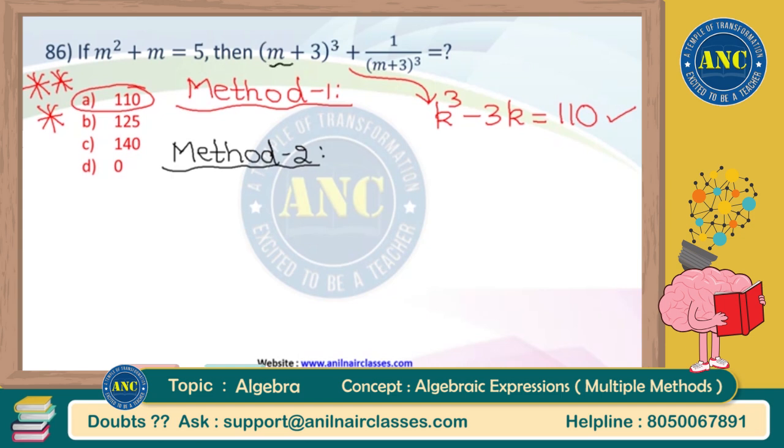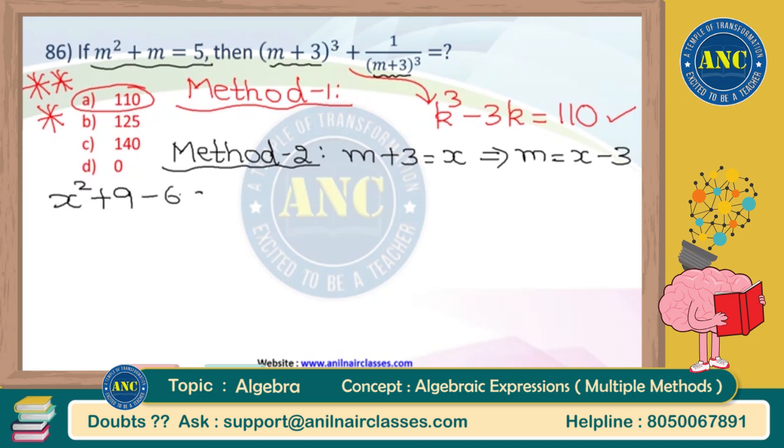Now I want m plus 3. I also once again want m plus 3. That means that particular m plus 3, I will put as some variable x. That means this m value will be equal to x minus 3. Put it in the given condition: m square is (x minus 3) whole square, x square plus 9 minus 6x, plus m is nothing but x minus 3. Shift the right hand side 5 to the left hand side, it becomes minus 5. So this entire equation becomes x square minus 5x plus 1 equal to 0.